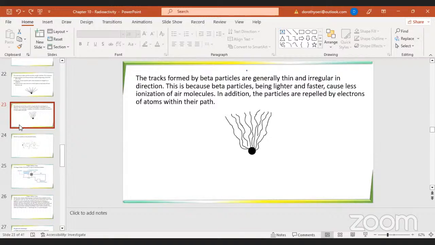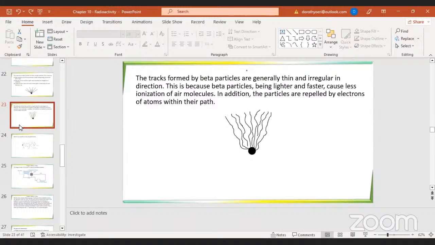This is because beta particles are lighter and move faster, so they cause less ionization. That is why the tracks are thin. Irregular means they can easily be deviated. In addition, the particles are repelled by electrons of atoms within their path. That is why they are not straight but irregular, because of that repulsion caused by electrons from other atoms along their path, for example, the air molecules.